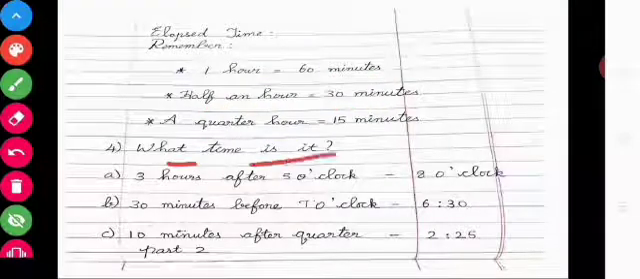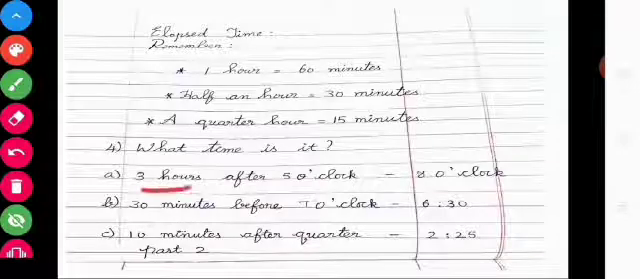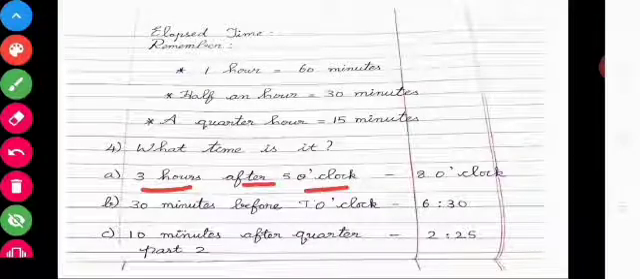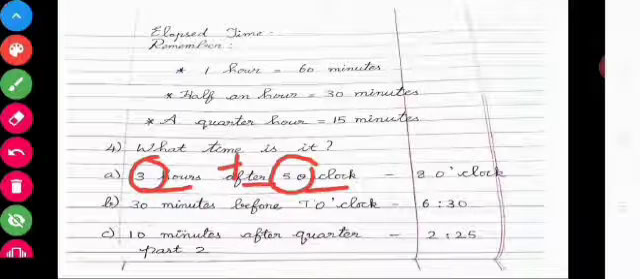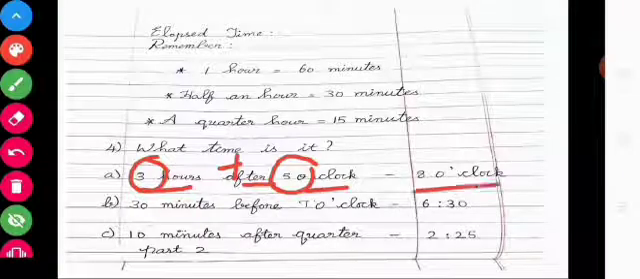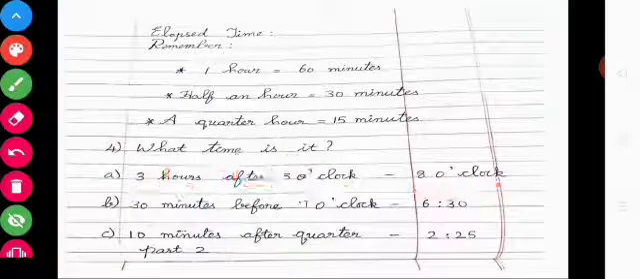What time is it 3 hours after 5 o'clock? So 5 plus 3. Do the addition. 5 plus 3 is 8. So what is the time? 8 o'clock. See the next one.